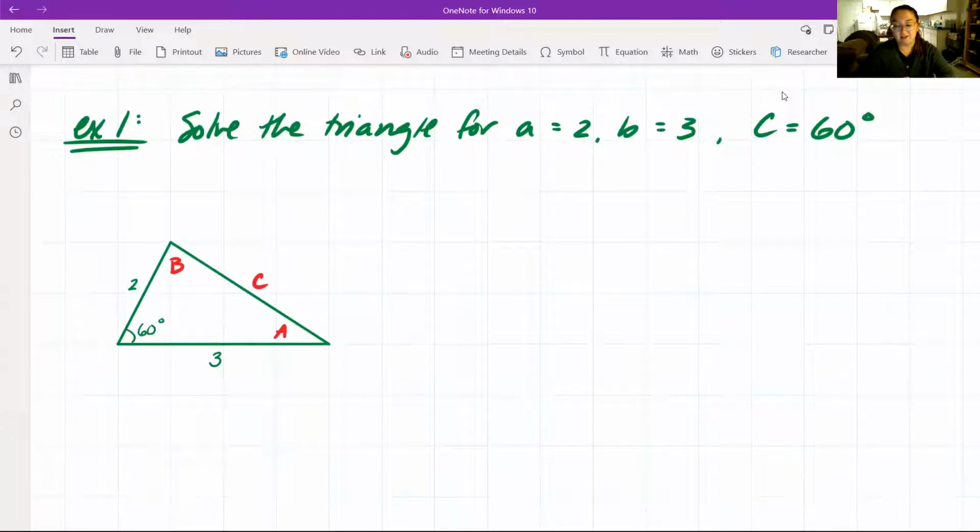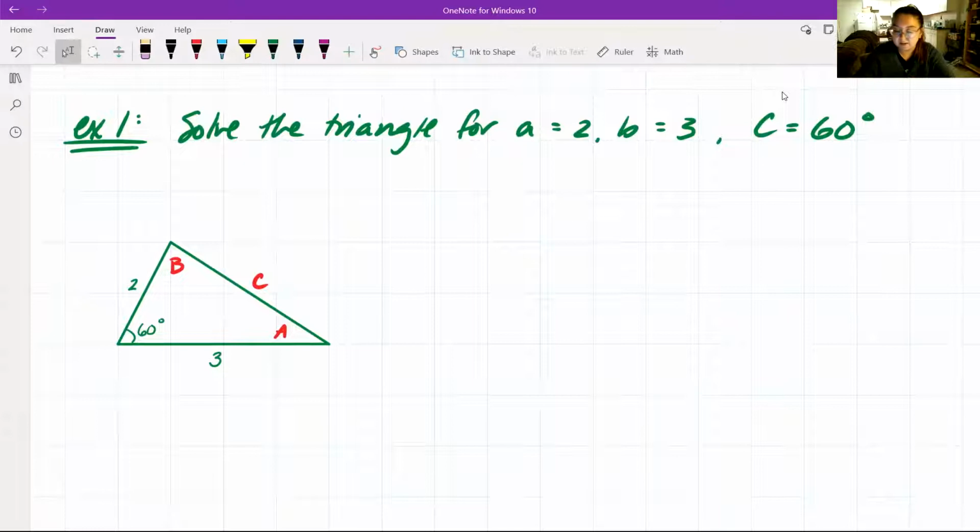We want to solve the triangle for a equals 2, b equals 3, and capital C is equal to 60 degrees. So this is a capital C, this is not a lowercase c. Try to write them much bigger so it's very different and very obvious that these are different values. But we see here in our picture, we have our triangle, our one known angle here, which is 60 degrees. We have our two side lengths, 2 and 3, and what we're looking for are our angles B and A, and then our side length c.